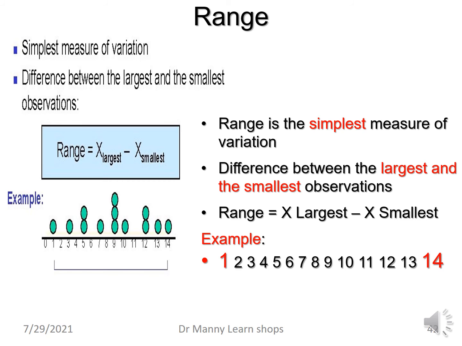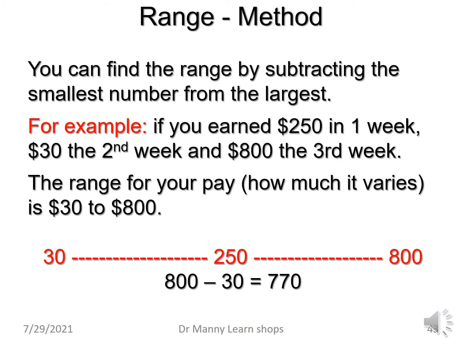Range is the simplest measure of variation. It's the difference between the largest and the smallest observations. Range is typically the largest x minus the smallest x. So for example, from 1 to 14, that's the range, the smallest being 1, the largest being 14. You can find the range by subtracting the smallest number from the largest. For example, if you earn $250 in a week, $30 in the second week, and $800 in the third week, the range for your pay, how much it varies, is 30 to 800.